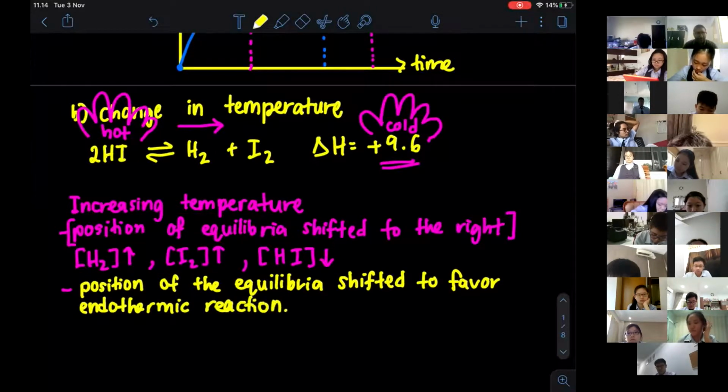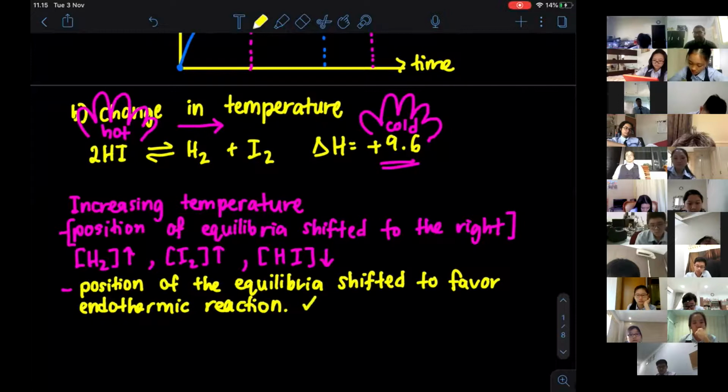Why am I teaching you this? Because I want your answer to be the same as the marking key. The position of the equilibrium is universal for all, but when it comes to temperature, I would like you to write in terms of shifted in favor of what: endothermic or exothermic. In this case, it is going to the right, so it favors endothermic reaction.